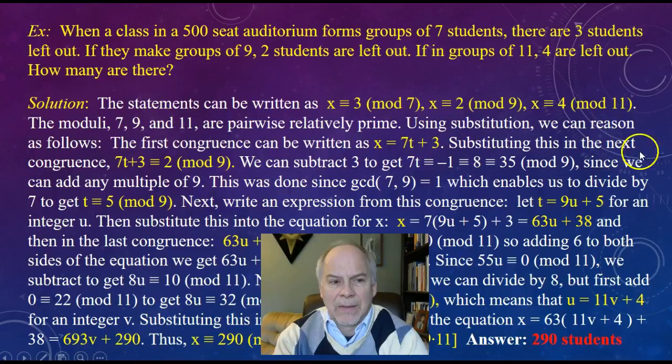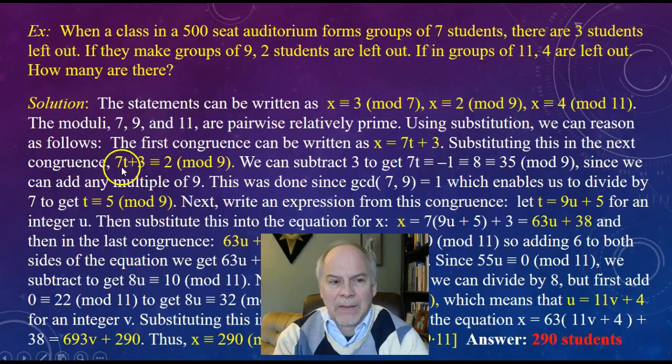Okay, now using substitution, we can reason as follows. The first congruence can be written as x equals 7 times some quotient plus the remainder of 3. Okay, that's how we got that equation. 7 is the thing we're dividing by because it's in mod 7. And the quotient is t. We don't know what that is, but plus 3, the remainder. Now we'll substitute that into the second congruence on the left side. So 7t plus 3 is congruent to 2 mod 9.